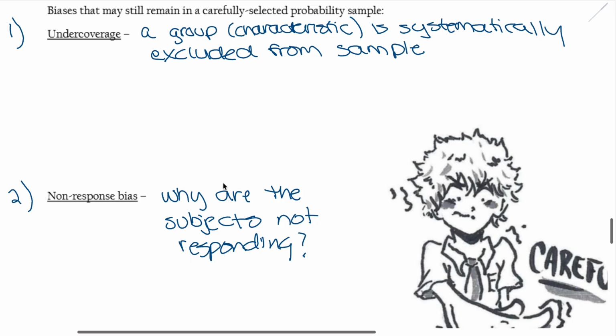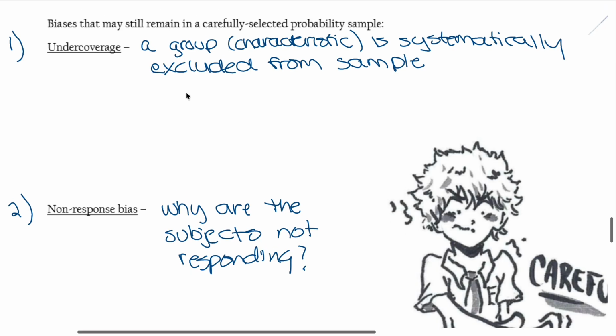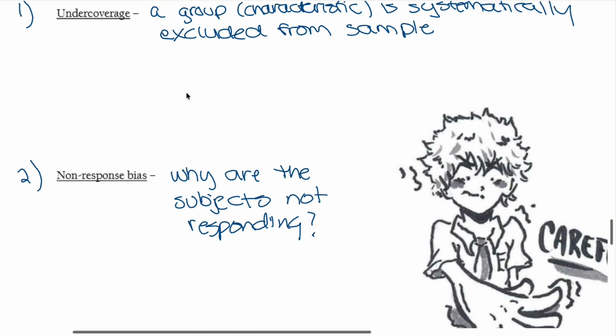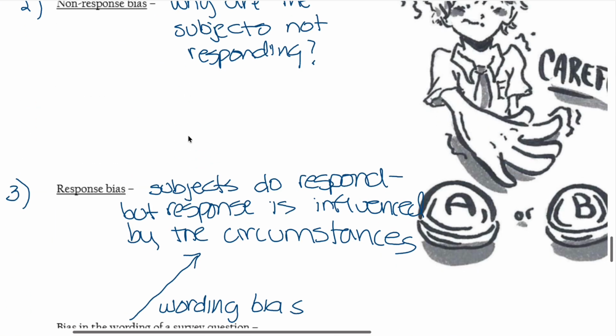Undercoverage is when, even though it's not your purpose, you somehow exclude some population groups from your study. And the third one is response bias. Subjects do respond, but the response is influenced by the circumstances.